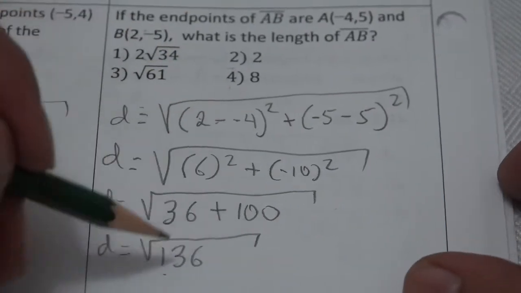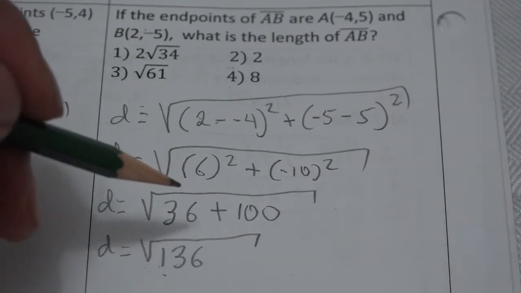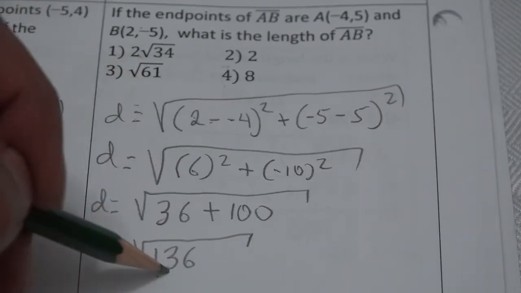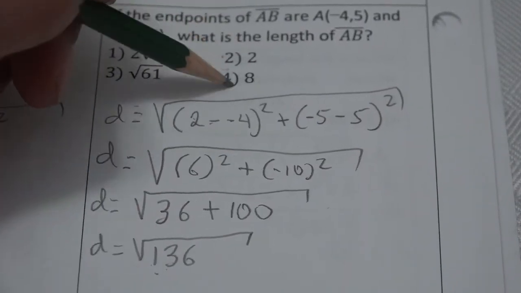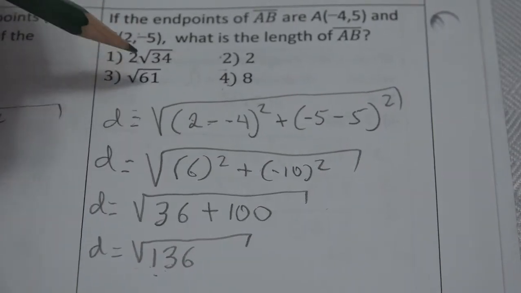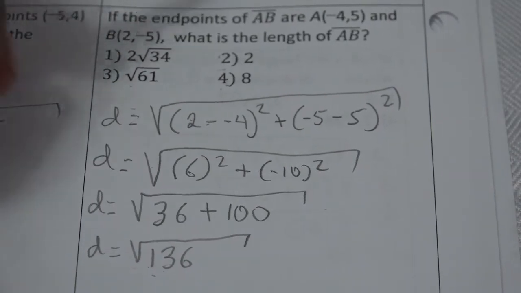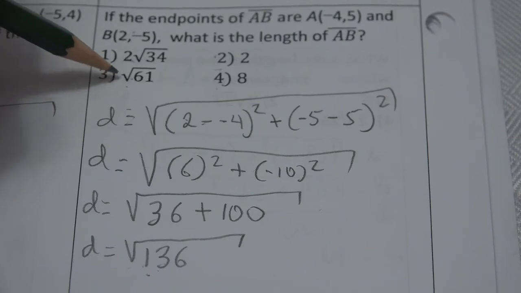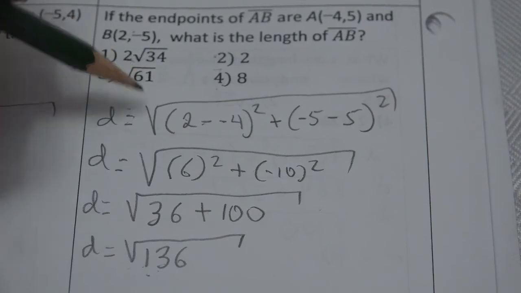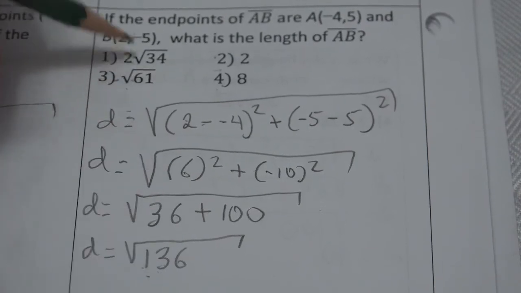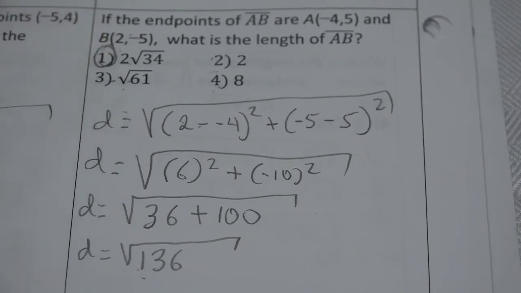Now 136 is kind of close to 144, so it's close to 12. So therefore, this cannot be the answer. This cannot be the answer. So it's either this one or this one. Now look, 161 doesn't have a number outside, and 61 is not the same as 136. So this cannot be. I know that the answer is going to be 1, but let's just check.